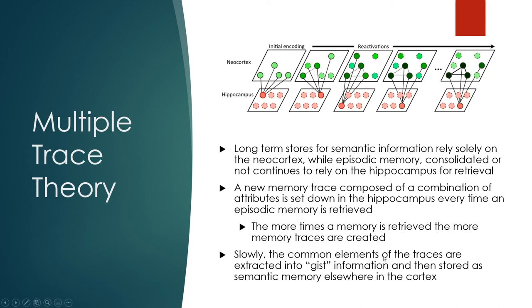And the more times a memory is retrieved, the more memory traces are created. That's this idea that every time we retrieve this memory, we're laying down more and more similarities between all the different components of it. And then near the end, it just exists as knowledge. It's not necessarily episodic. So this is a complicated theory.